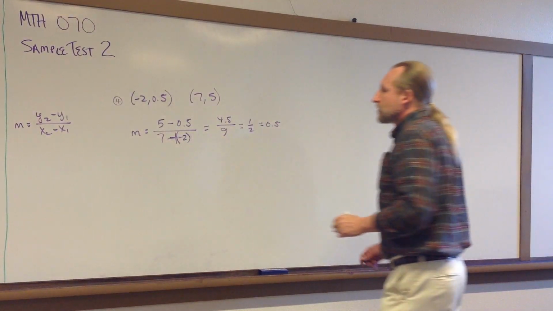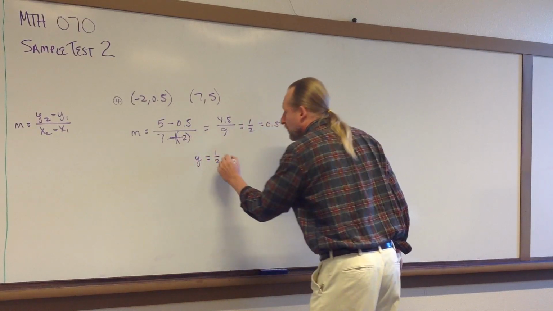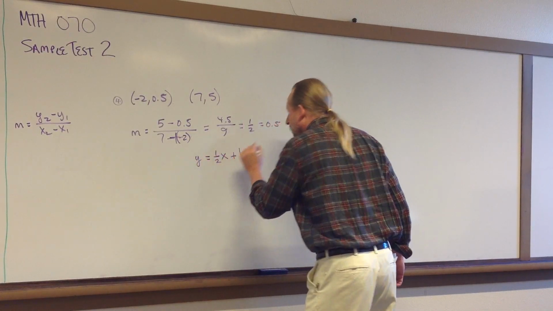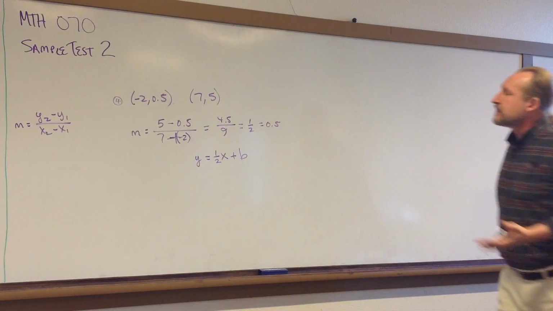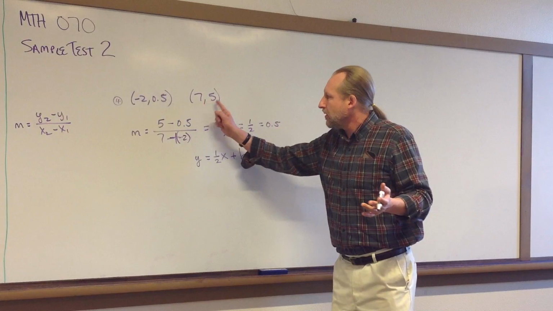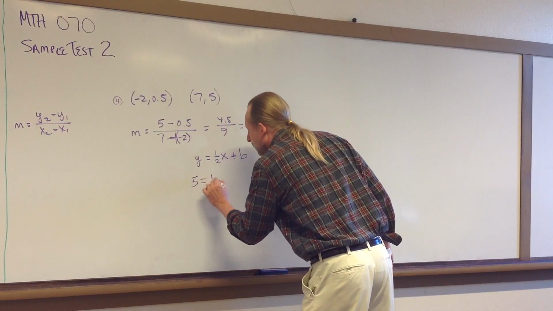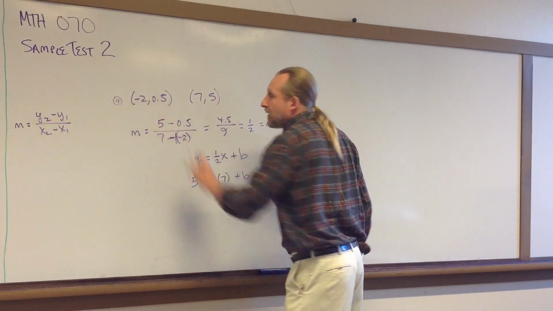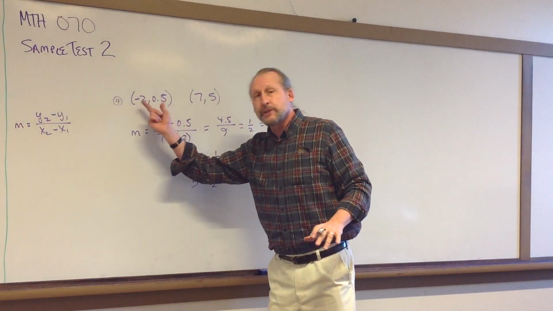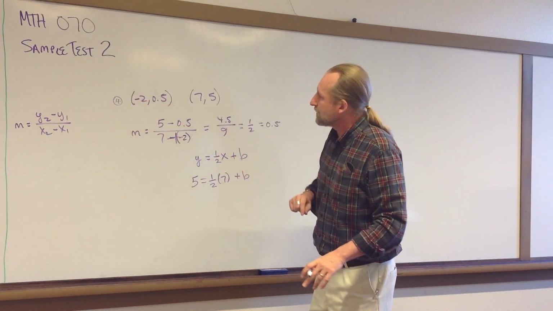All right, so our line is going to be in the form, the equation will be y equals a half x, but we don't know the y-intercept. It's going to be a half x plus b. To find out what b is, we'll plug in the x and y values here. So the y is 5 when the x is 7. You can use this point as well, but you have to use corresponding x and y values. If I use the 5 for y, I have to use the 7 for x.